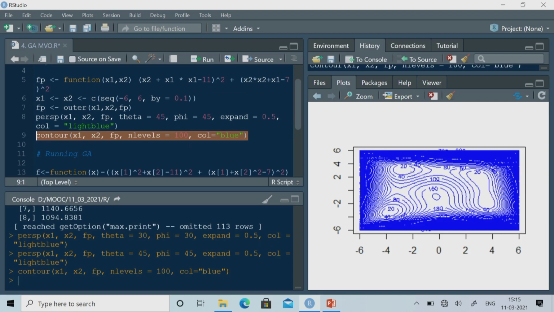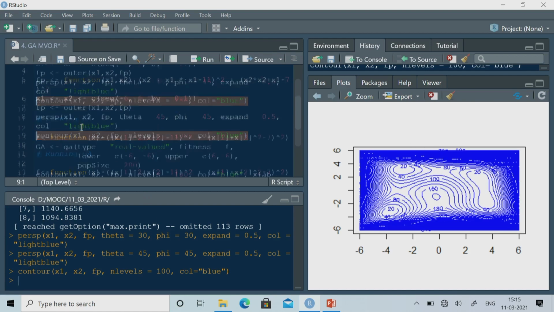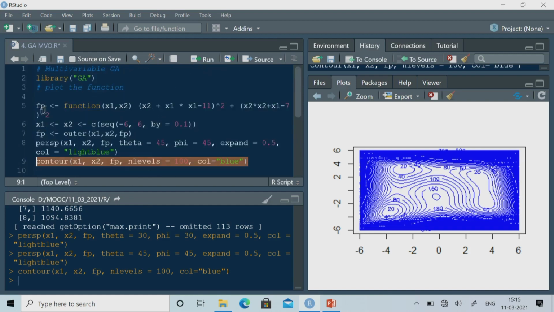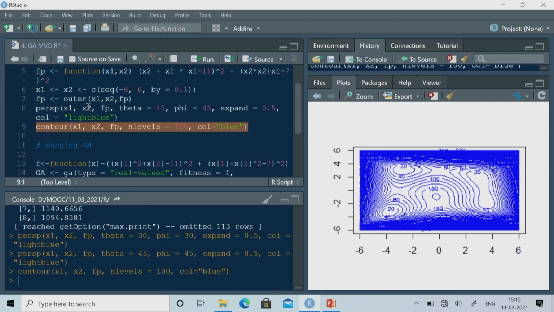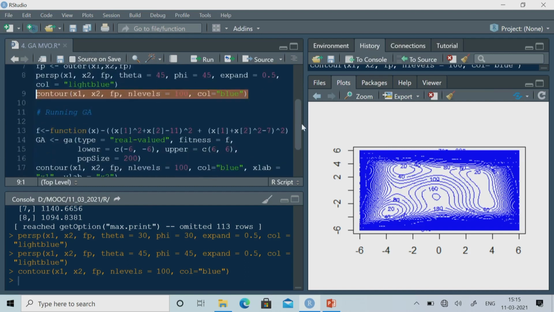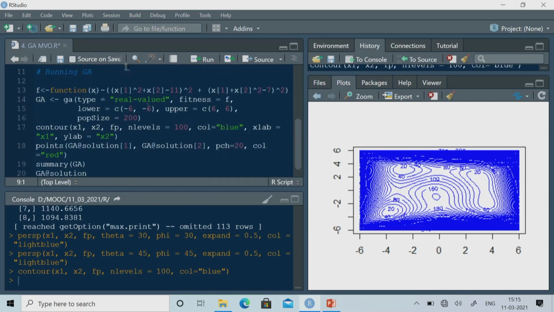So, you can see from this contour map, there are a total of 4 optimal solutions, one in each quadrant, that is first quadrant, second, third and fourth quadrant, and once you apply GA, you will get one of them. So, the lines I have executed so far are just to plot this particular function, but now I will execute the GA.